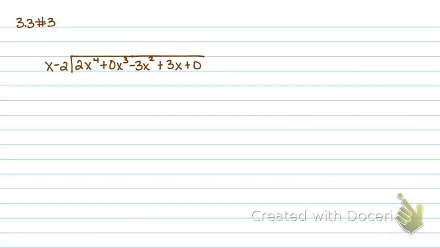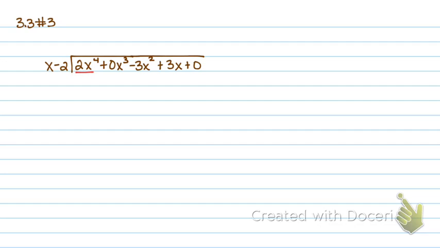All right, so on 3.3, number 3, we're dividing 2x to the fourth minus 3x squared plus 3x by x minus 2. Now, I had to put in a 0x cubed and a 0 underneath my division bar there because, remember, you have to have every place accounted for from the largest exponent down, and because those are my placeholders.